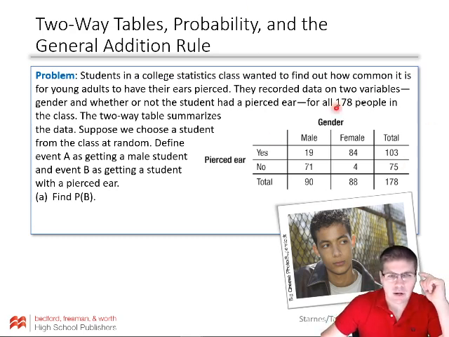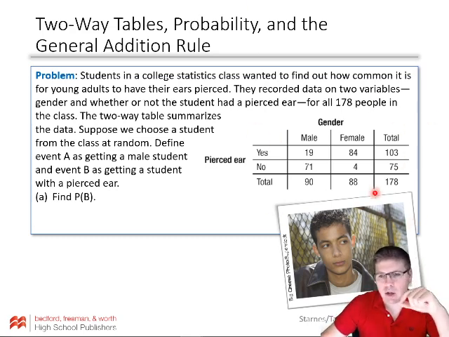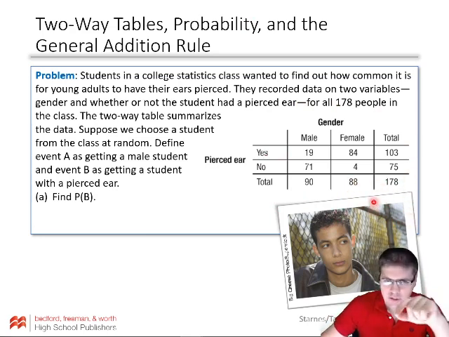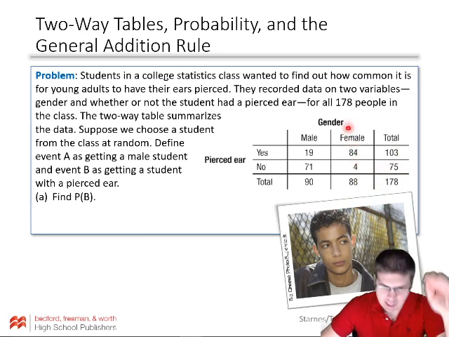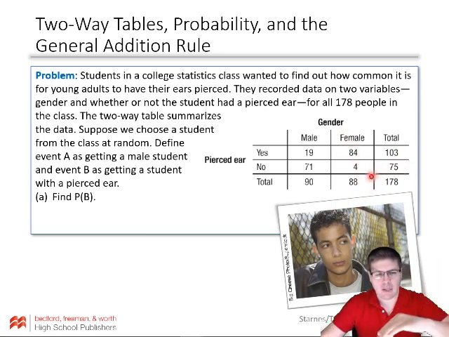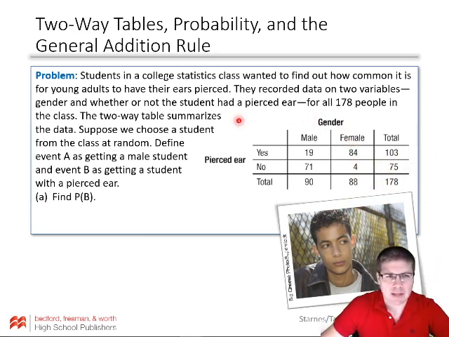All right, so here's our two-way table of all of our students. We're going to pick one student out of these 178. So our sample space is actually 178, and each individual has some information about them. We have all those possible outcomes, but we've organized it. We have all of our males organized into this column, all of our females organized into this column, and whether or not they have a pierced ear in these rows.